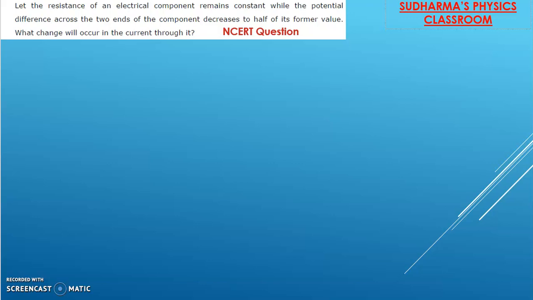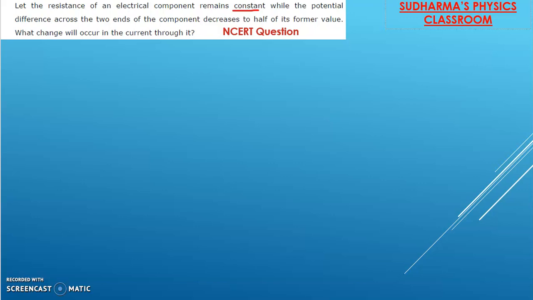So let's start the discussion with the first question from NCERT, which is related to Ohm's law. Let the resistance of an electrical component remain constant while the potential difference across the two ends of the component decreases to half of its former value. What change will occur in the current through it? Let's read it once again. Let the resistance of an electrical component remain constant. Resistance is constant while the potential difference across the two ends of the component decreases to half of its former value. What change occurs in the current through it?